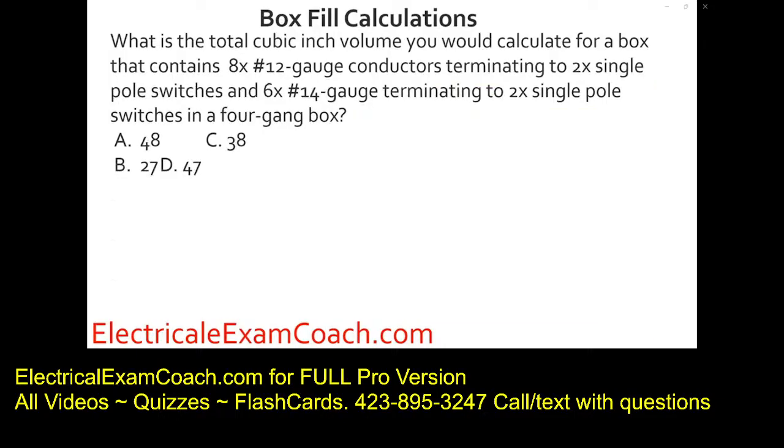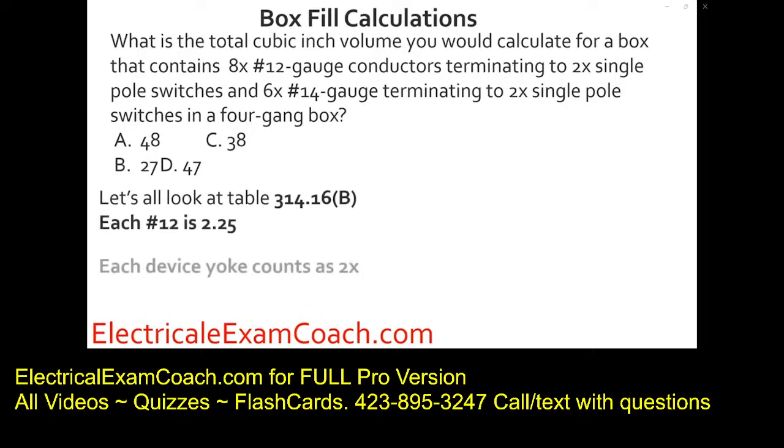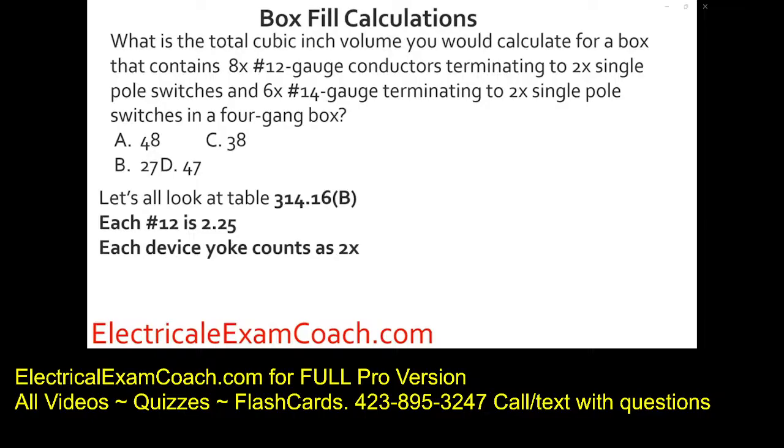What is the total cubic inch volume you would calculate for a box that contains 8 12-gauge conductors terminating to 2 single-pole switches, and 6 14-gauge conductors terminating to 2 single-pole switches, in a 4-gang switch box? This looks like a tough question, but I know that you can do it. First, we're going to head to our table so we can get our values. We know what each 12 is, and we know that each device yoke counts as 2 based off the largest wire that's terminating to the device.